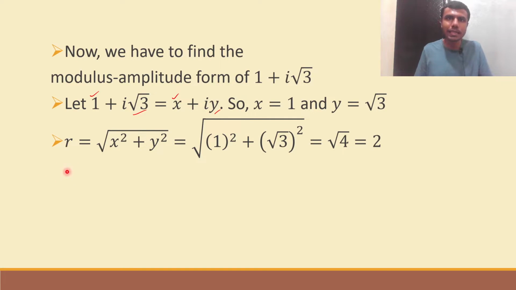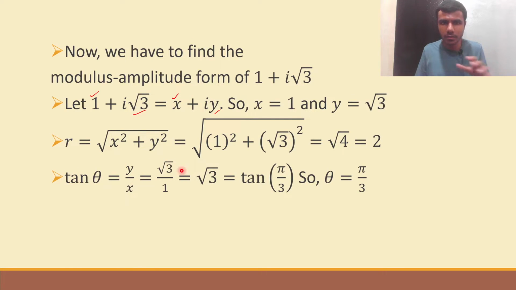Next, I need to find out theta. How to find out theta? For theta, I am going to use tan theta equal to y by x. y is root 3 and x is 1. So tan theta is y by x, which is root 3 by 1, which is equal to root 3. Fine. So for which value of tan would I get root 3? So tan pi by 3. Okay. This lies in the first quadrant, guys.